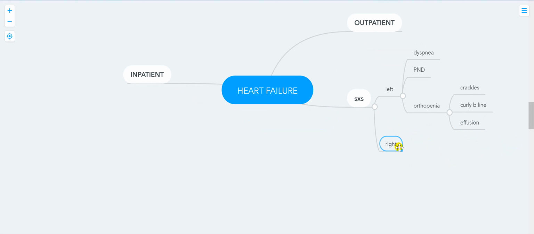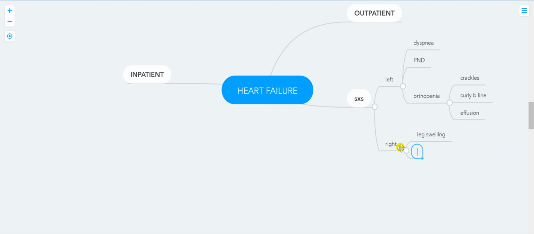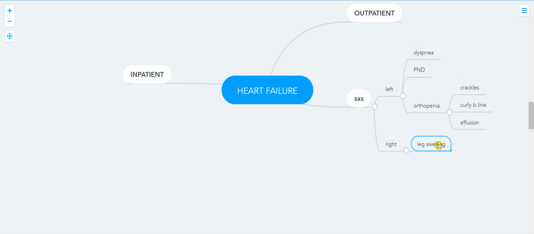How about right-sided heart failure? What do you see? In the symptoms, we will see pedal swelling, leg swelling, extremity swelling. What else? JVD will be a sign. So in the signs, we will see raised JVD. What else? It could be abdominal swelling too.